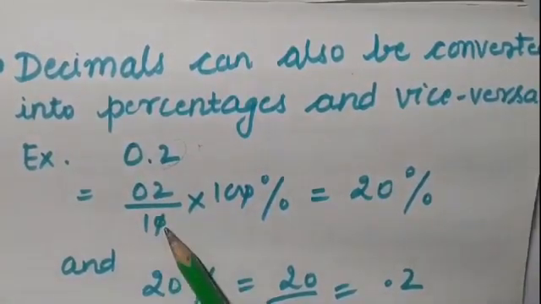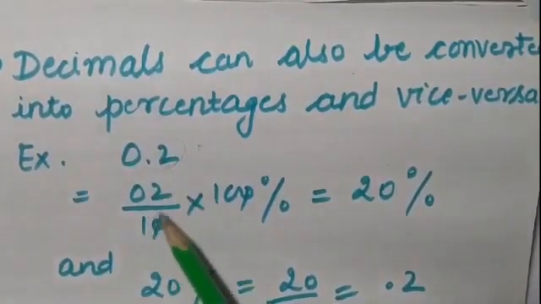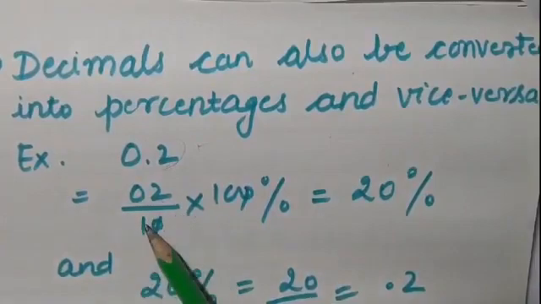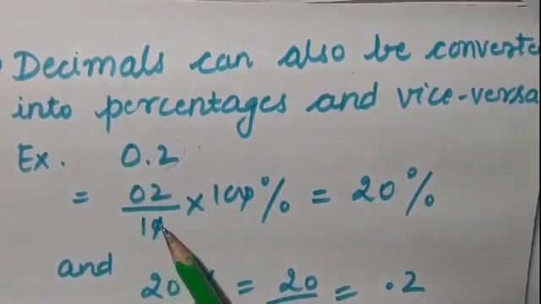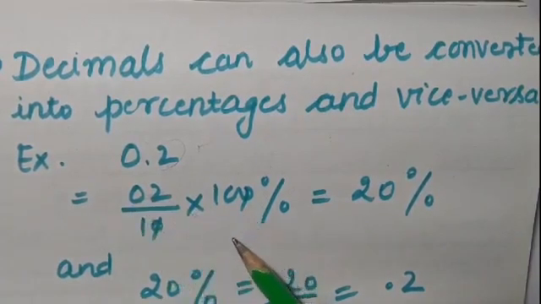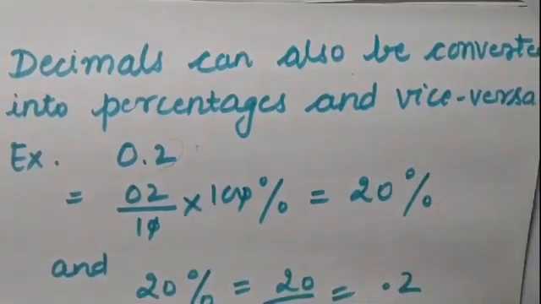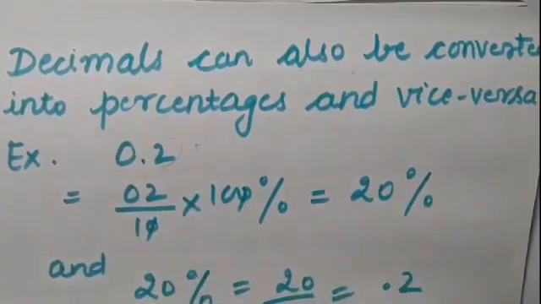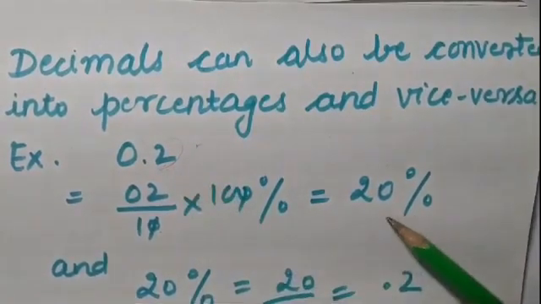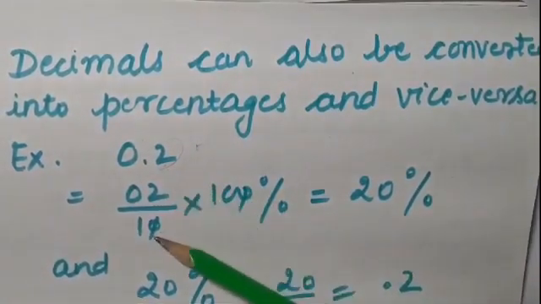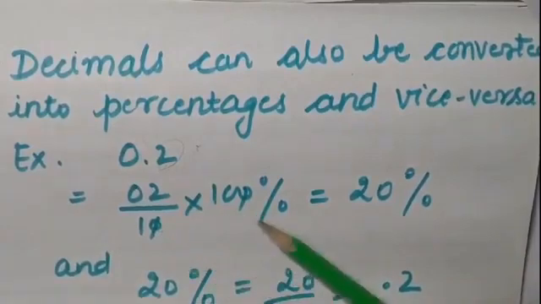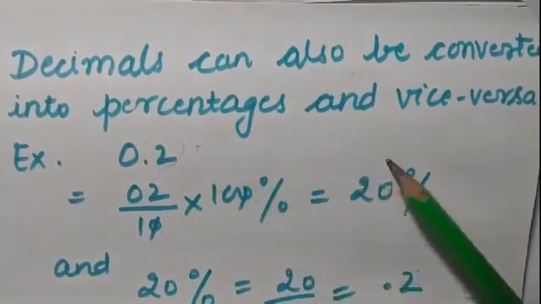Now 0.2 is the same as 2 by 10, and this 2 by 10 you have to convert into a percentage. For converting into a percentage, we have learned that the fraction must be multiplied by 100%. So I have multiplied it by 100%, and the result is 20%. This is how you can convert a decimal into a percentage. First you have to remove the decimal and then multiply it by 100%.